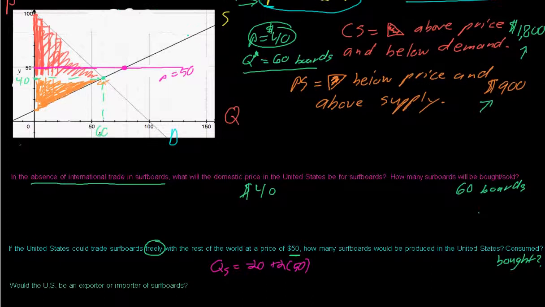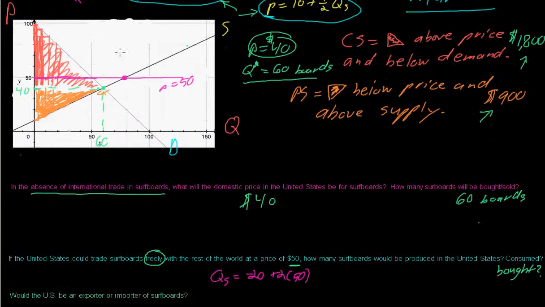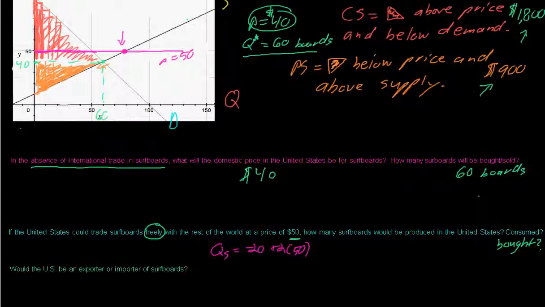As you can see, that's just plugging in 50 for P, which graphically is finding out what the X value is of that point. So we have 2 times 50 is 100. This will be 100 minus 20, which is equal to 80, which is our quantity supplied.